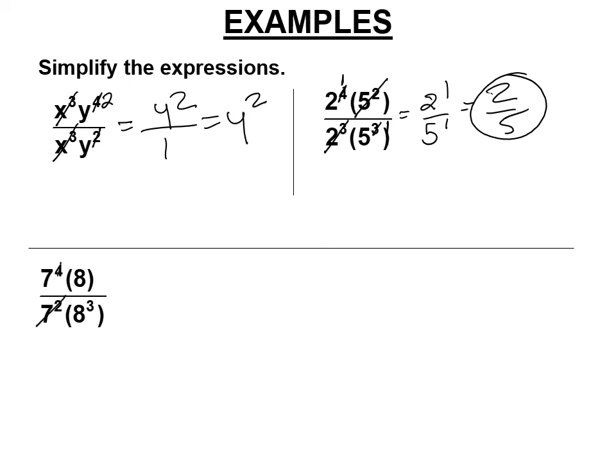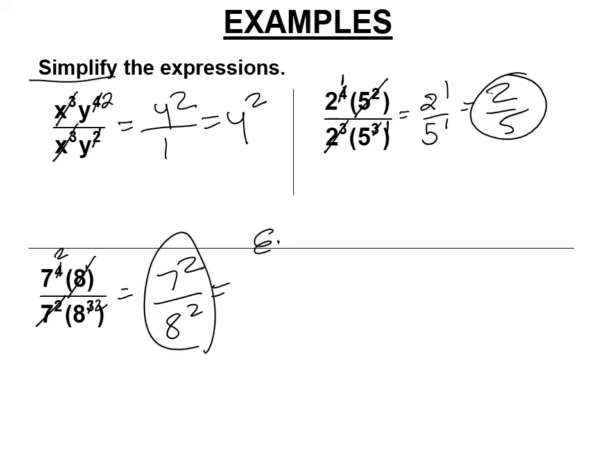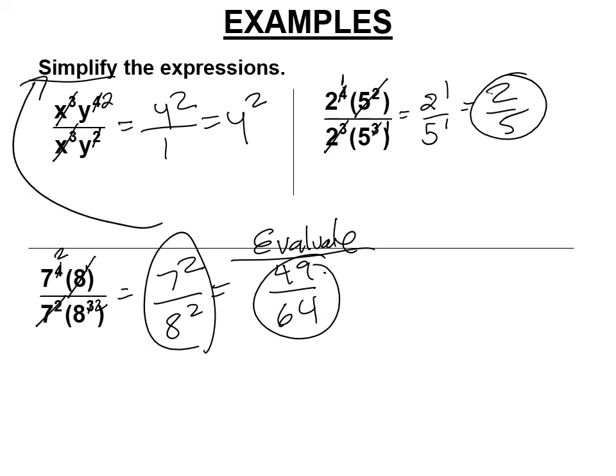These cancel, and there's 2 extra 7's there. That 8 cancels. There's 2 there. So this is 7 squared over 8 squared. We could leave it that way because it says simplify, but let's evaluate it just for fun. So that's 49 over 64, right? If I evaluate it, that's what I want. Simplified, that's what I want.